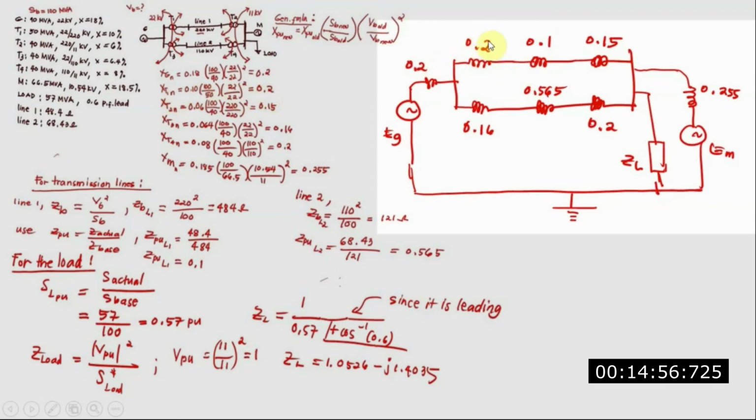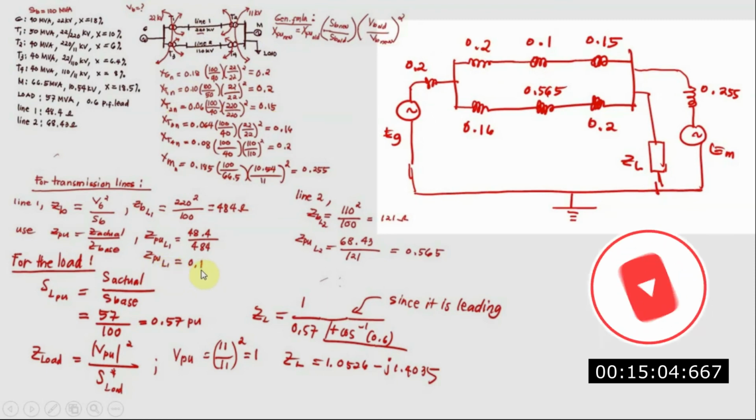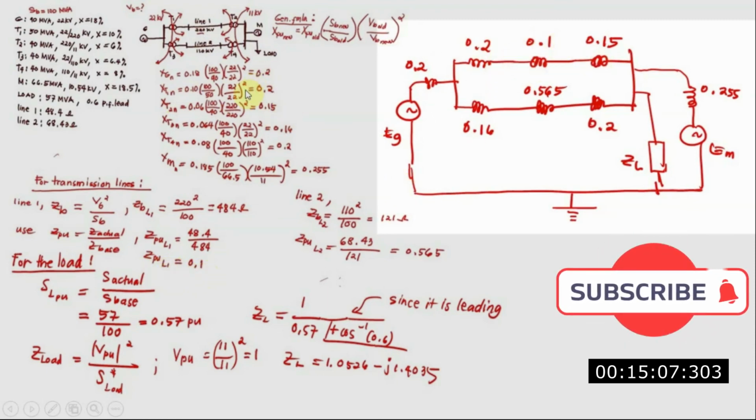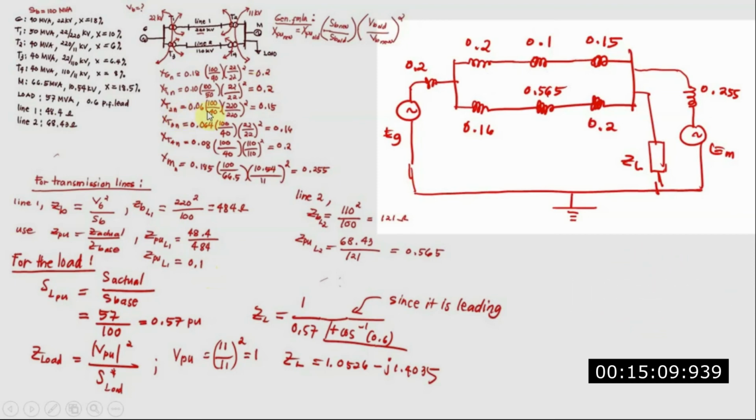We place 0.2. For the transmission line, we have the impedance per unit, which is 0.1. And for transformer 2, it is 0.15. And then a bus bar. Again, in this second line, we have transformer 3, which is 0.16, so we write it here. For line 2, we have 0.565, so we place it here. And for transformer 4, we have 0.2, place it here. And then a bus bar.